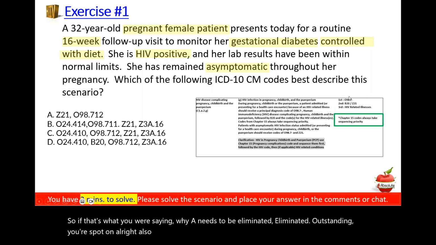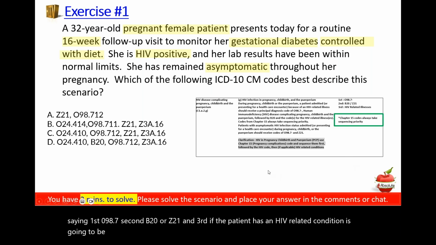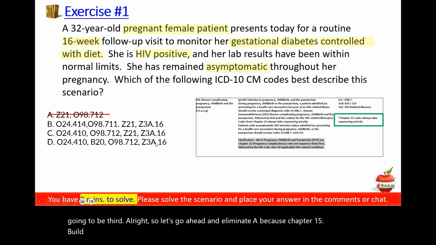Also, above this green box, it tells you how it should be sequenced. It's saying first, 098.7, second, B20 or Z21, and third, if the patient has an HIV related condition, it's going to be third. All right, so let's go ahead and eliminate A because Chapter 15 codes always take precedence. And that means Chapter 15 are obstetrical codes, and obstetrical codes begin with the letter O.